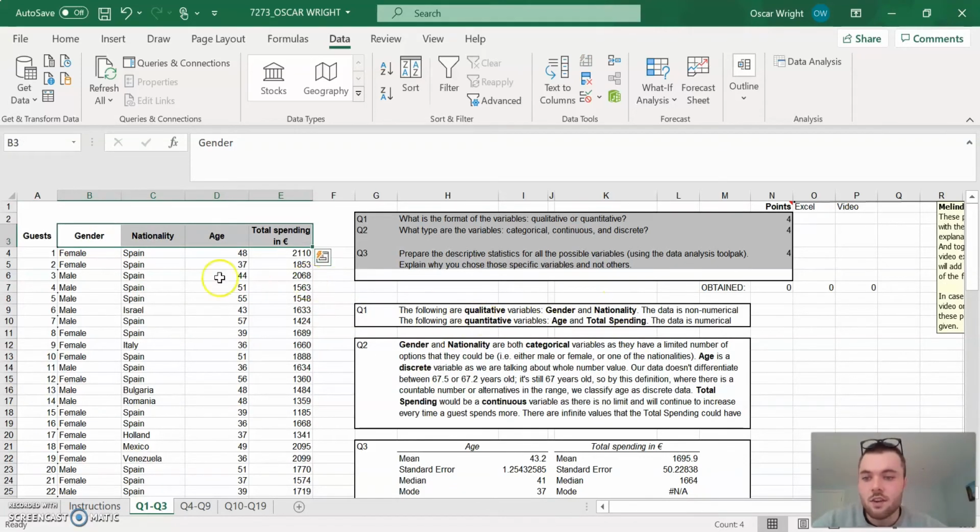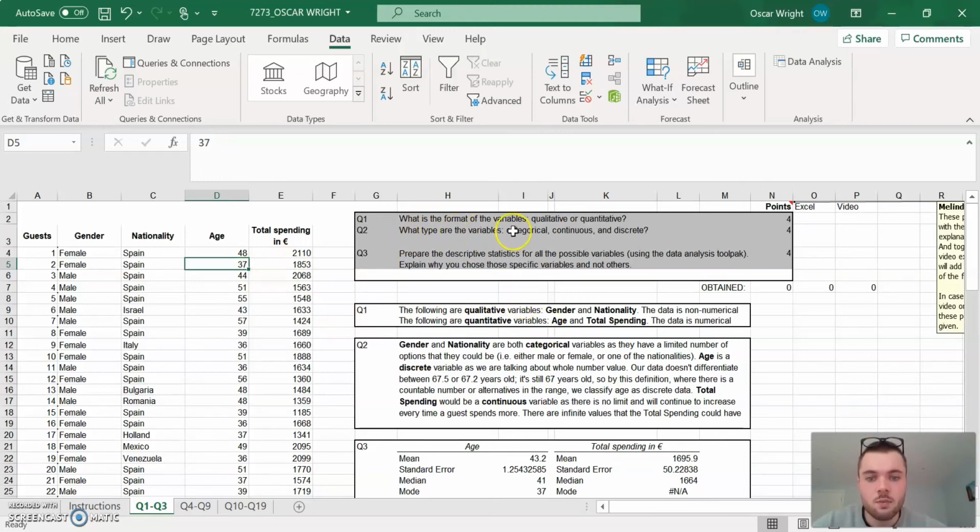Right, so qualitative variables. Qualitative variables are non-numeric, and so therefore our 2 qualitative variables are gender and nationality. Age and total spending, however, are both numerical values, so we can say that those are quantitative variables.